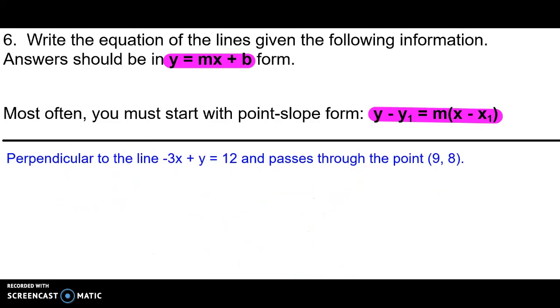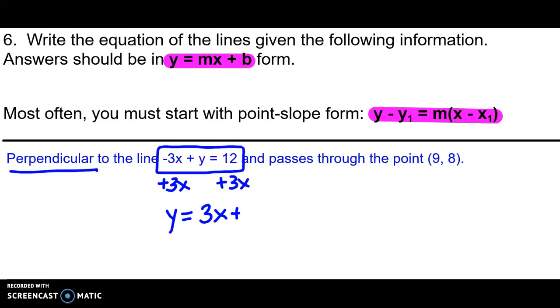All right, this one says we want a line perpendicular. Remember, that means our slopes have to be opposite reciprocals to the line negative 3x plus y equals 12, and we need to pass through the point 9, 8. Now, our first problem, this is not in slope-intercept form. In order to get it in slope-intercept form, remember, the y needs to be isolated. So to isolate this y, we need to add 3x to both sides of our equation. So now our equation is y equals positive 3x plus 12.